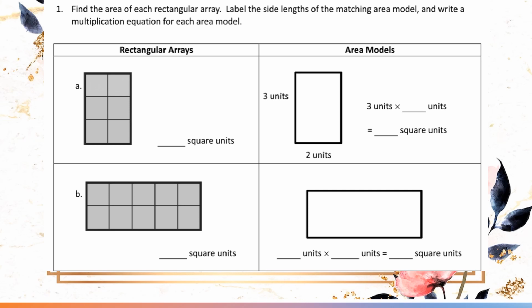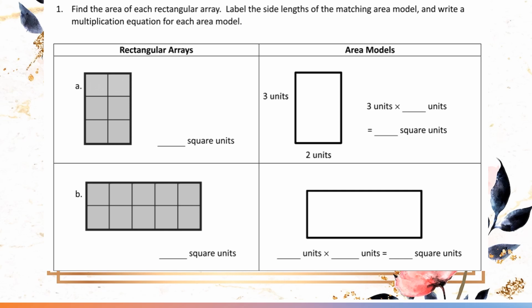So for the rectangular arrays, we're just going to count the actual units to figure out the area. And for the area models, what we're going to do is use our area formula of length times width to figure out the total area in square units. Now, they match. So the square units are going to be the same, but we just solve them different ways. So for letter A, let's just go ahead and count the squares to figure out the total square units, which would give us the area.